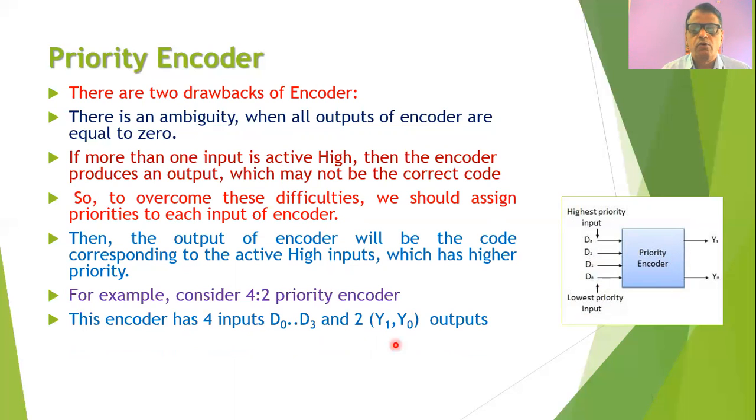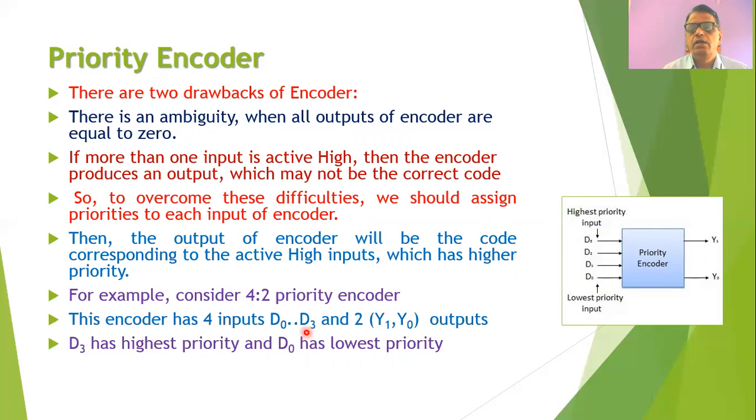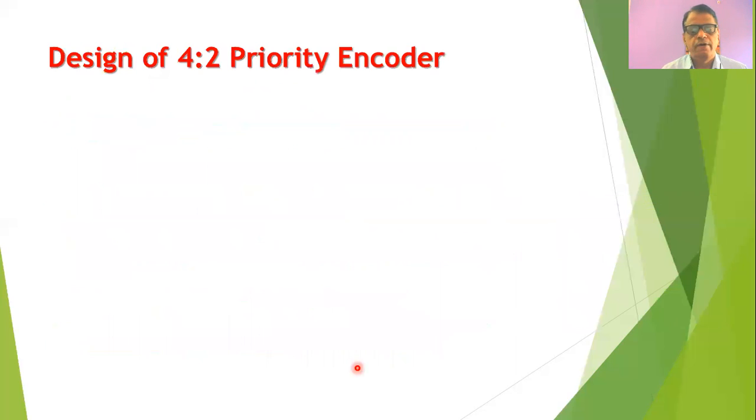So this priority encoder will have the 4 inputs D0 to D3 and it will have only two outputs Y0 and Y1. So as I told you, D3 is supposed to be the highest priority input and D0 is supposed to be the lowest priority input.